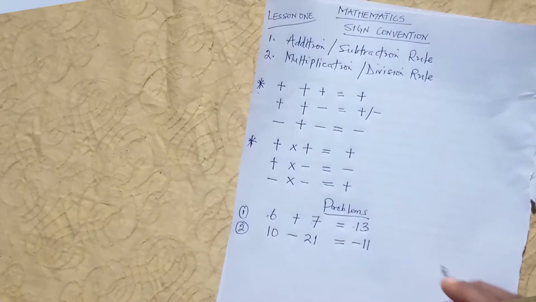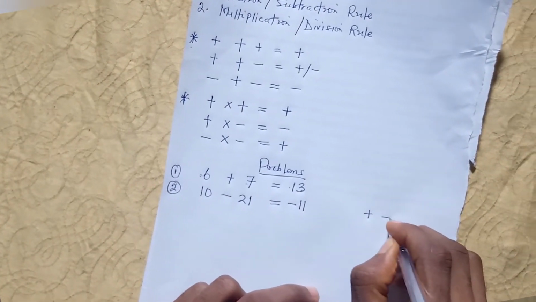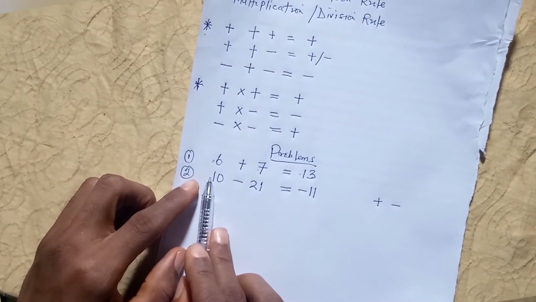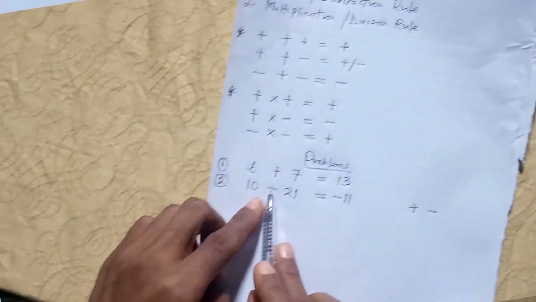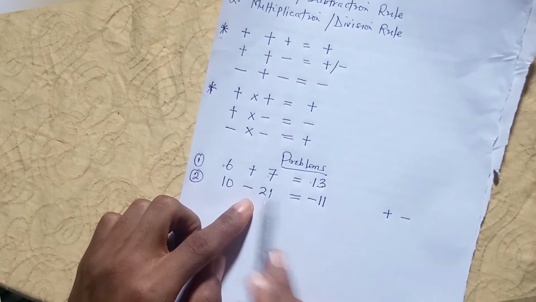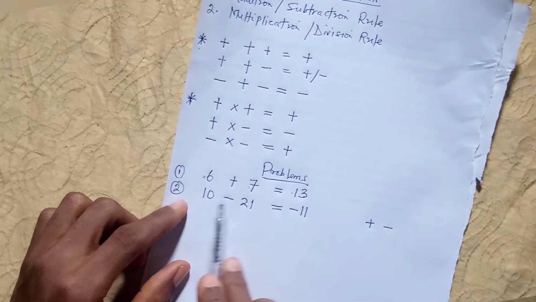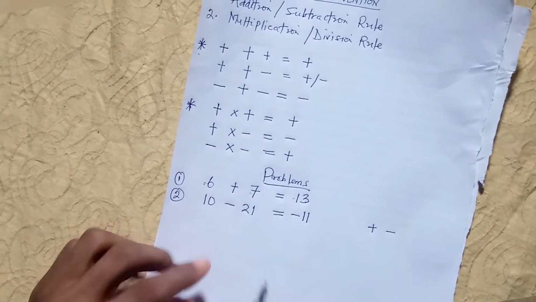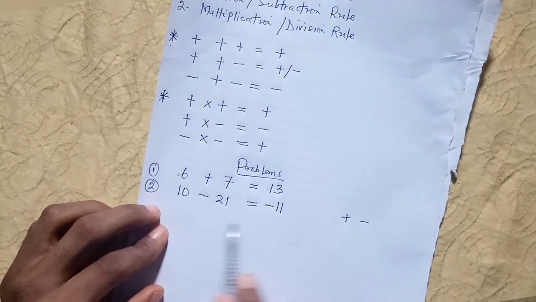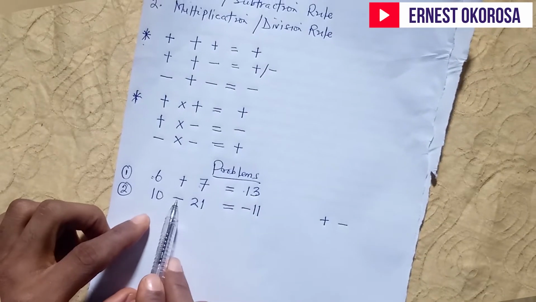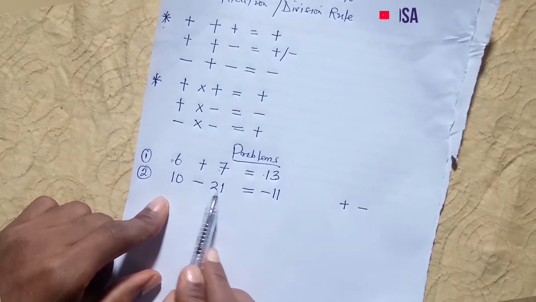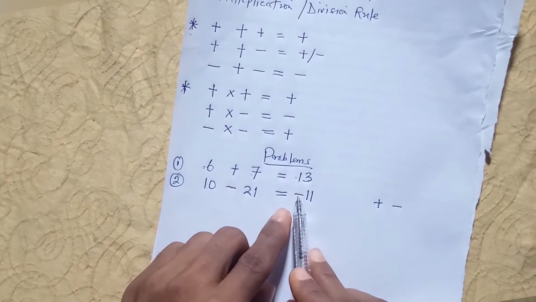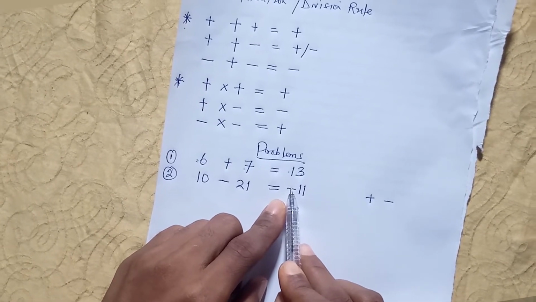I come again. For example, I have a plus and a minus. Now, for addition and subtraction rule, I have a positive sign in front of 10. Now, this minus is associated with the 21. The rule says that when the signs are different, I'm going to subtract the number and write down the sign of the bigger number. So what does it mean? 21 minus 10 gives us 11. That's the rule. And then I bring the sign of the bigger number. 21 is bigger than 10. And the minus sign is in front of 21. So I bring the minus. That is the rule. That is how it is applied.